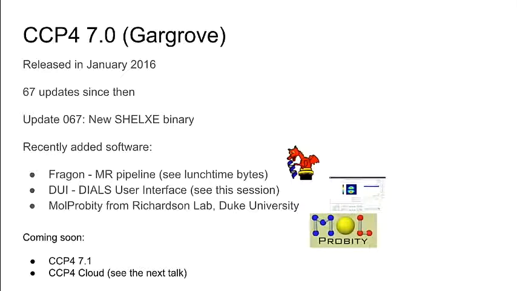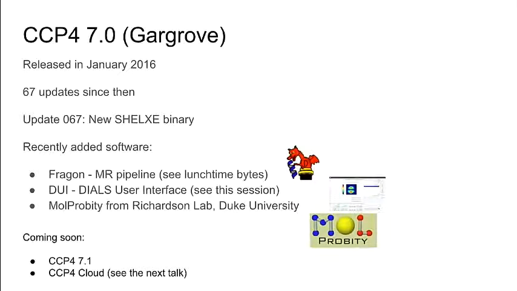So the latest additions to the suite are Fragon, which is a molecular replacement pipeline. There's a Lunchtime Bite on Fragon tomorrow. And DUI is fairly new, and there's a talk on that next after me. And MolProbity is a validation tool from the Richardson Laboratory at Duke University, and it's now also distributed with CCP4.